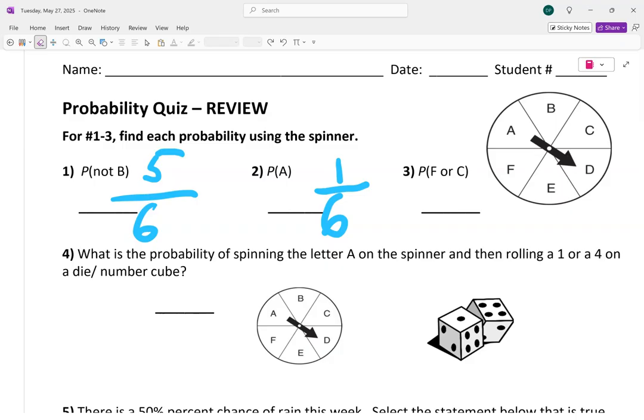Okay, now we got Banana. Okay, Banana. Let's hear it for Banana.